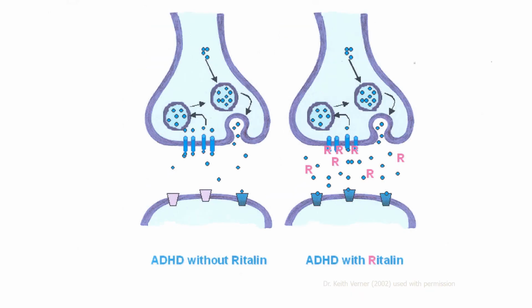Let's take a look at what happens when we introduce medication. The R here stands for Ritalin, and this is the situation that we looked at in the previous slide, where the message is not getting across or transmitted from cell to cell efficiently. But we find here that the methylphenidate or Ritalin blocks the reuptake area of the sending cell so that the dopamine remains in the synapse long enough for the receiving cell to get the message.